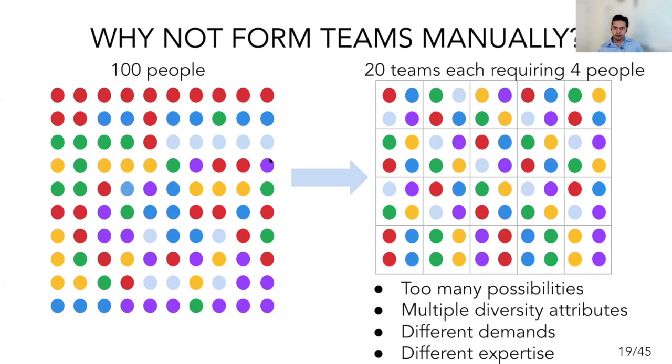And when we solve this problem, it gets more complicated because it's not that each bucket has just one attribute. It can be gender, race, educational qualification, and you want diversity with all of them. But also each team can have different demands. So you can have 2 people required in this team and 4 people required in this team. So manually doing this is impossible, even for very simple cases.